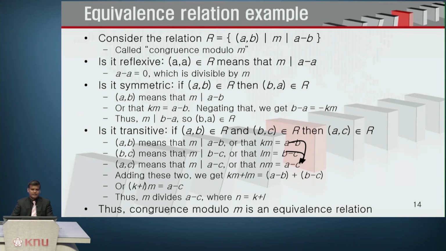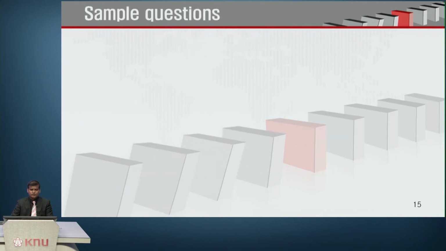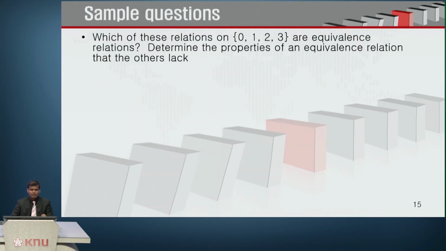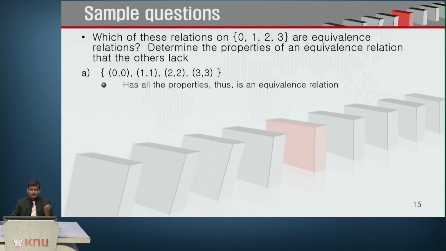We could conclude that. So if you recall this whole slide, it's one of the examples of equivalence relation, and we have these simple questions like, for example, which of these relations is an equivalence relation, and determine the properties of equivalence relation that the others lack. So here you have this kind of ordered pairs in the set of 0,0, 1,1, 2,2, 3,3. So this has all the properties of the equivalence relation.